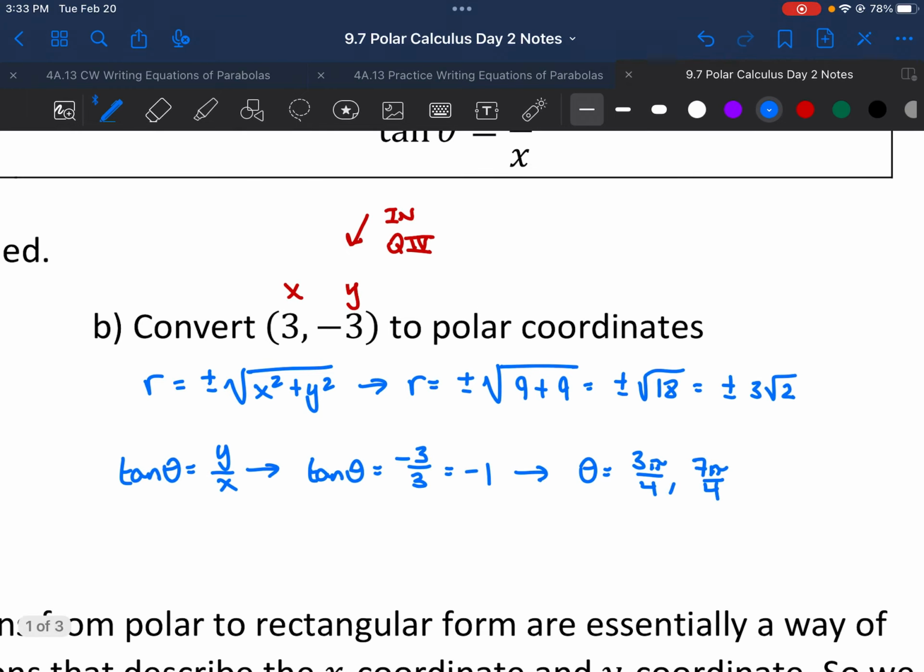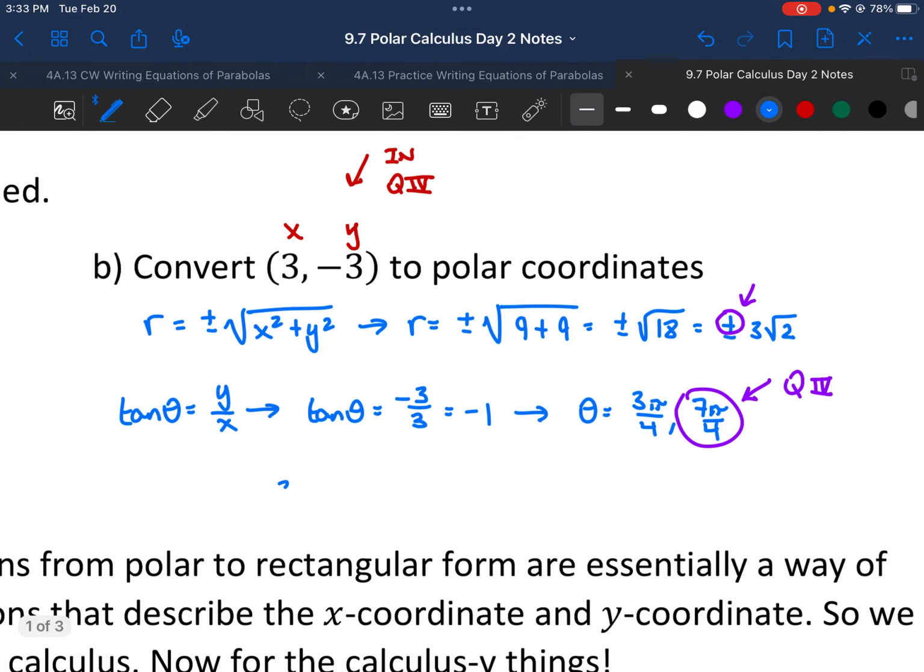But if you remember, we made note that this point 3, negative 3 is in quadrant 4. Well, 3 pi over 4 is not in quadrant 4. 7 pi over 4 is in quadrant 4, so I'm going to take this with our positive r. Right? So we would have the point positive 3 root 2, comma, 7 pi over 4.